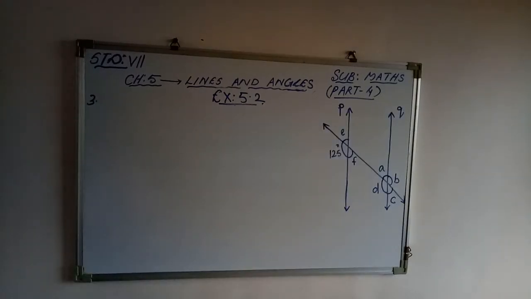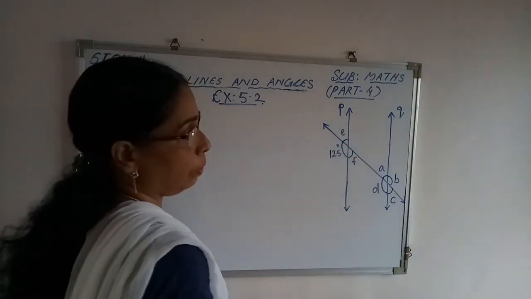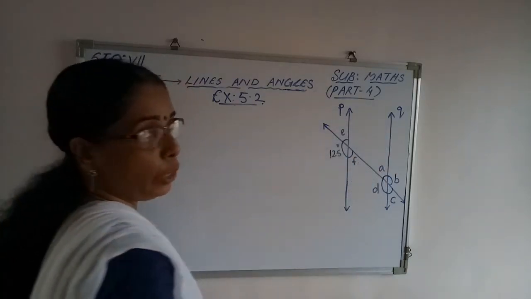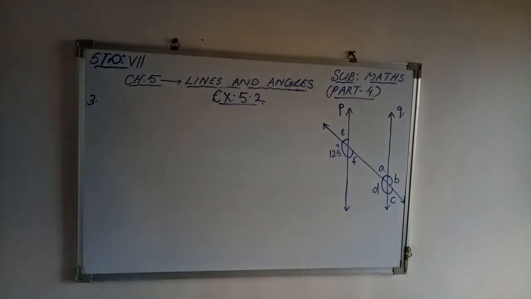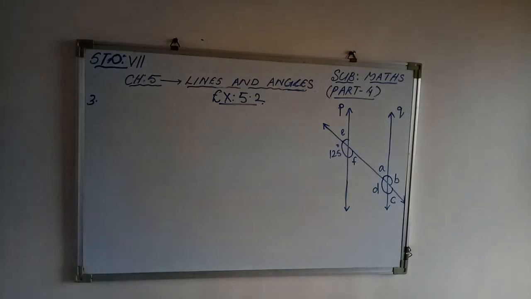Now listen to question 3. I have already drawn the figure. It is given in the question, line P is parallel to line Q, and there is one transversal. What you are asked to do is to find out the unknown angles. Only one angle is given, that is 125 degrees. We can use the property that when two parallel lines are intersected by a transversal, we can use it to find out the unknown angles.